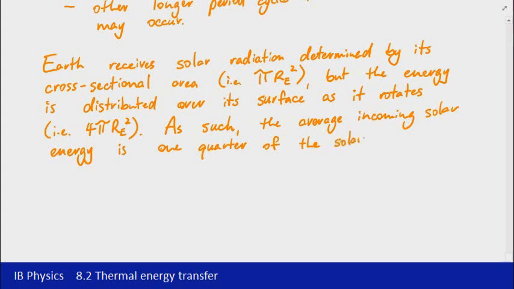And so given that the solar constant has a value of approximately 1,366 watts per square metre, across the Earth, energy is received at approximately 341 watts per square metre. So a factor of 4 difference between the solar constant and the average incoming solar energy as measured on the surface of the Earth itself.